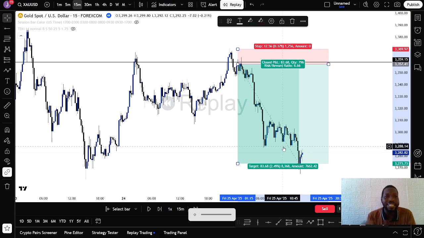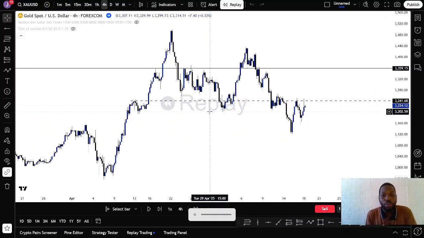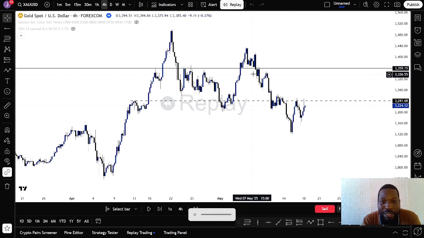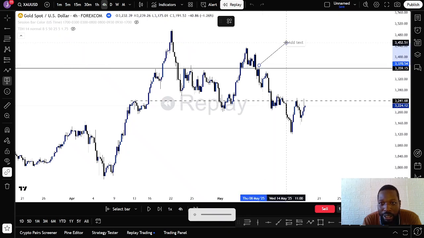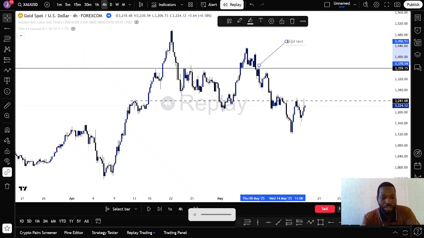So I'm going to give you an instance where the neckline, the 0.5 Fibonacci retracement, and the head and shoulder level meet. An example is at this level. If you look at it, this is a neckline. This level is what I'll call the neckline level.